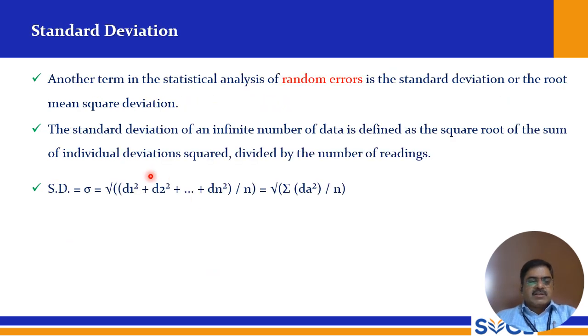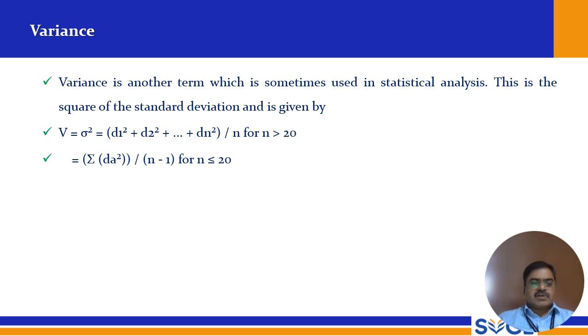Standard deviation, another term in statistical analysis of random errors, is the standard deviation or the root mean square deviation. So root mean square deviation is also another name for standard deviation. The standard deviation of an infinite number of data is defined as the square root of the sum of individual deviations squared divided by the number of readings. So standard deviation can be calculated using this simple relation. Next, variance.